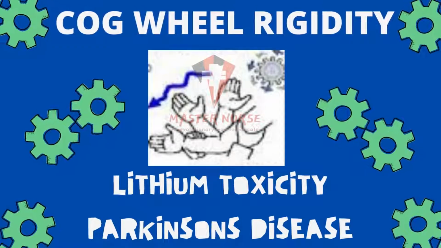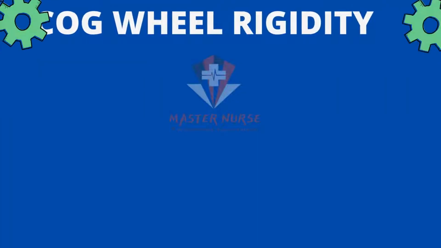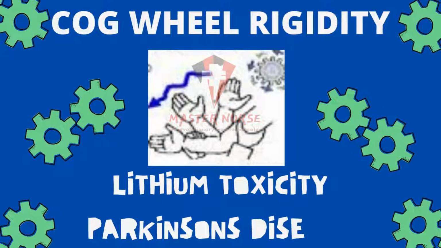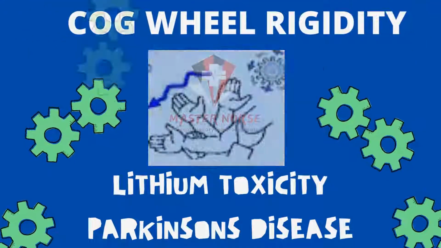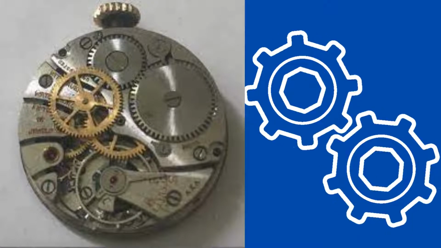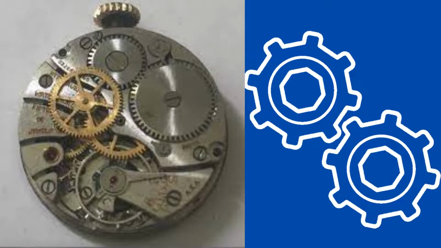Number 18, cogwheel rigidity. Before seeing this, you should know what a cogwheel is. If you open a wristwatch and look at the machine inside, you will find two wheel structures moving one around the other. That kind of wheel setup, which I have shown in the graphics also, is called a cogwheel. If you see the movement, you will see the cogwheel going step by step. One roll, stop, one roll, stop.